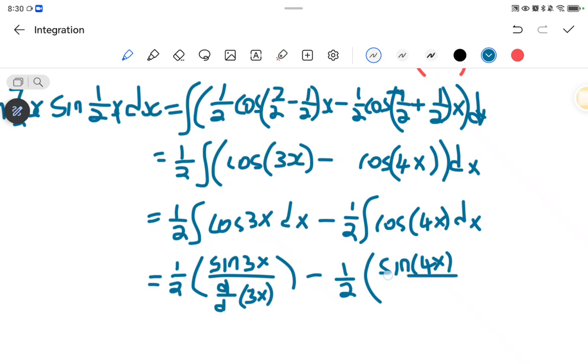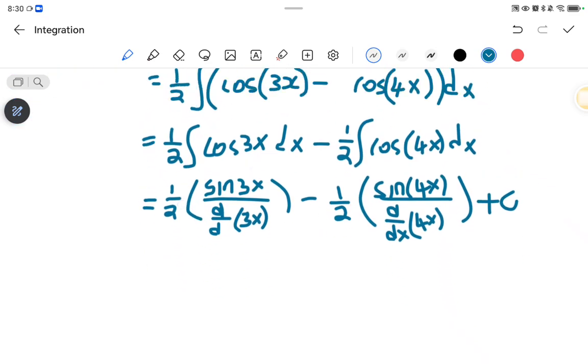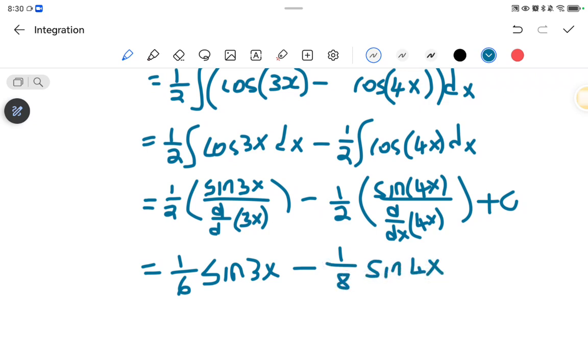The same here, we get positive sine divided by the derivative of the inside, and then we add our c. You see, right? And then this will be divided by, we get 3 divided by 2 times 3, which is 6, sine of 3x minus, this is 4 times 2 is 8, sine of 4x plus c.